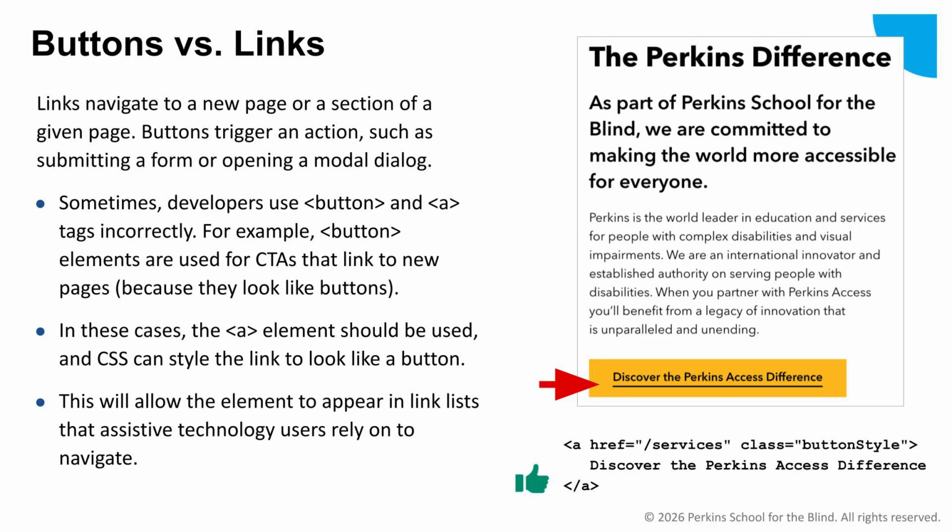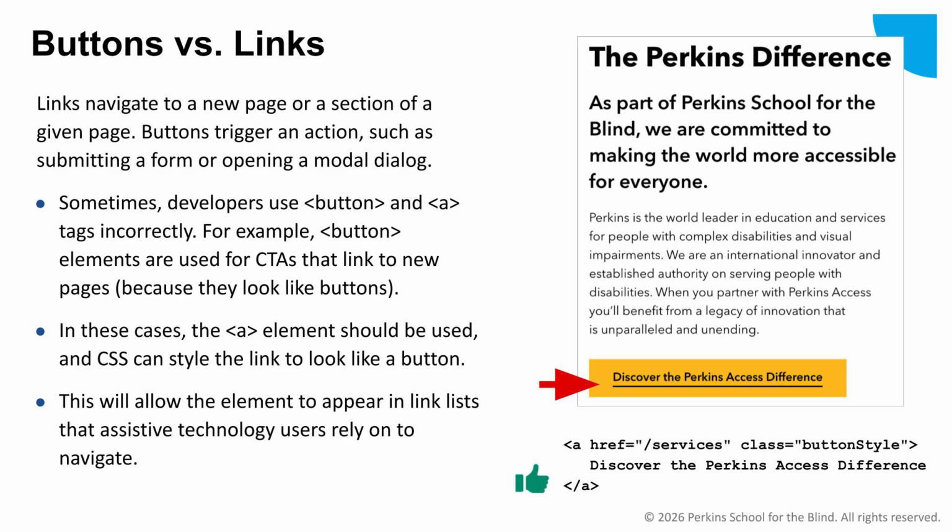Now, if we're talking about links, it's hard not to talk about buttons versus links, because these are often mixed up. Links should navigate users to a new page or section on the current page. Buttons, on the other hand, trigger an action, such as submitting a form or opening a modal. Sometimes, developers will use a button or a link tag incorrectly or interchangeably. For example, a button element may be used for a CTA, call to action, because it is big and bold. However, in this case, a link tag should be used and styled to look like a button.